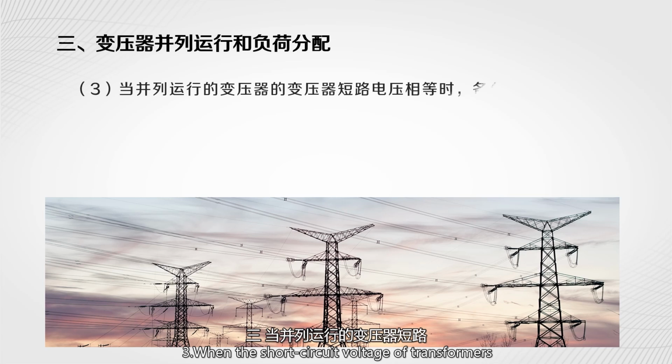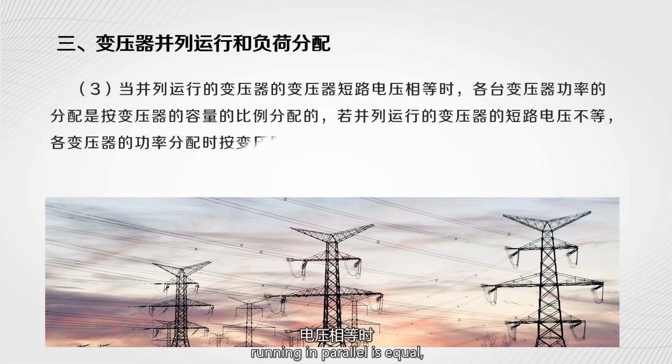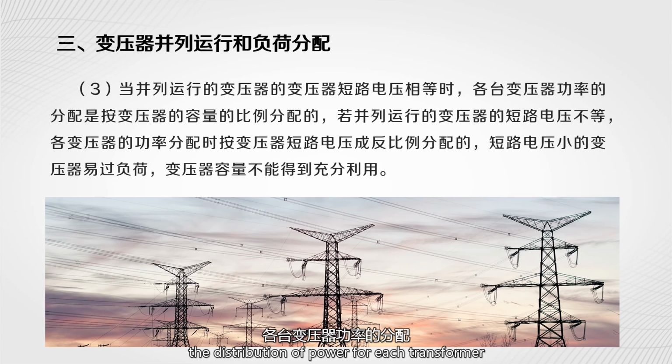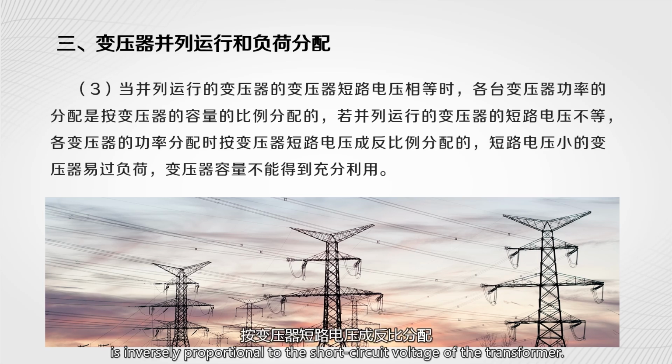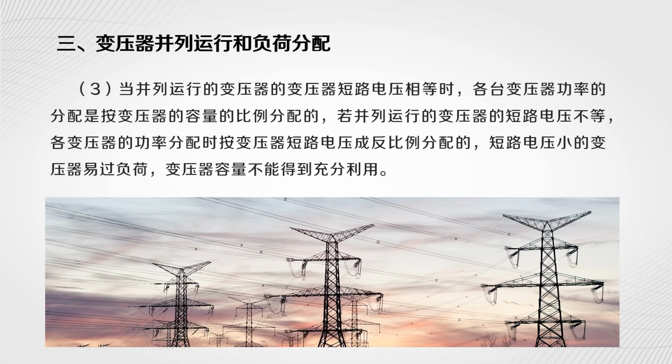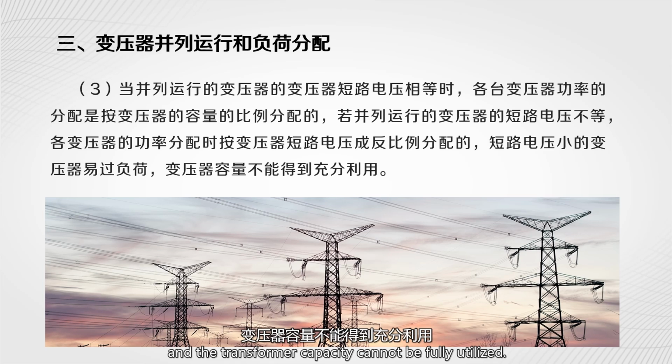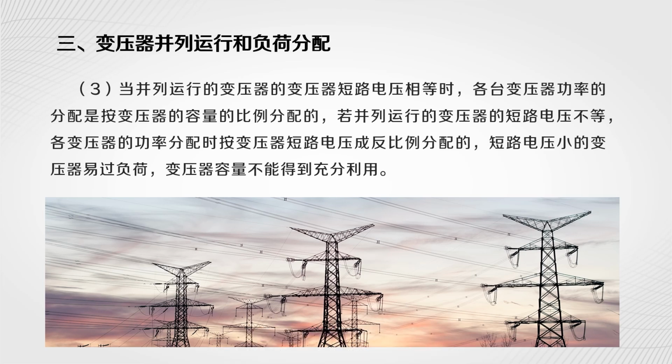Third, when the short circuit voltage of transformers running in parallel is equal, the distribution of power for each transformer is proportional to the capacity of the transformer. If the short circuit voltage of transformers running in parallel is not equal, the power distribution for each transformer is inversely proportional to the short circuit voltage of the transformer. Transformers with low short circuit voltage are prone to overload, and transformer capacity cannot be fully utilized.